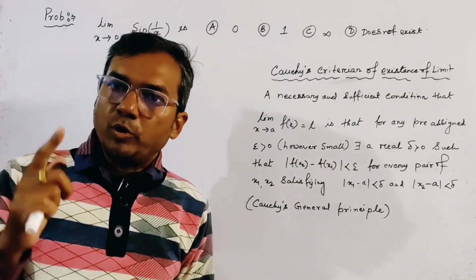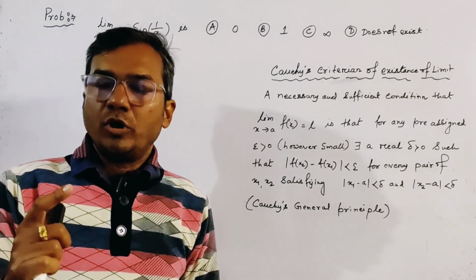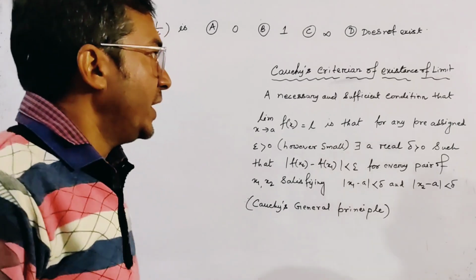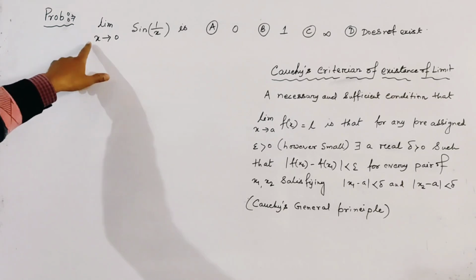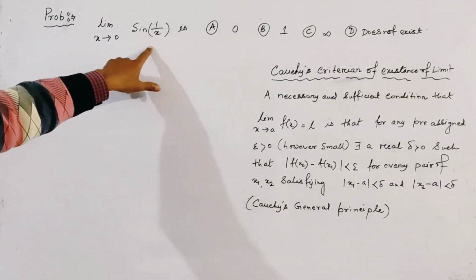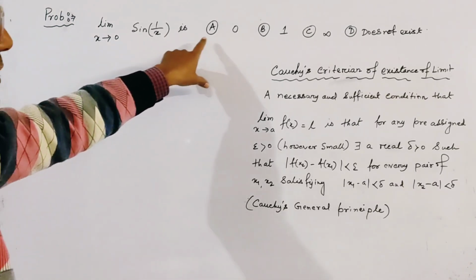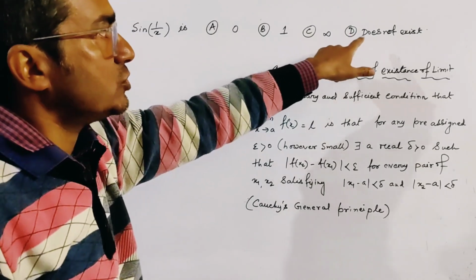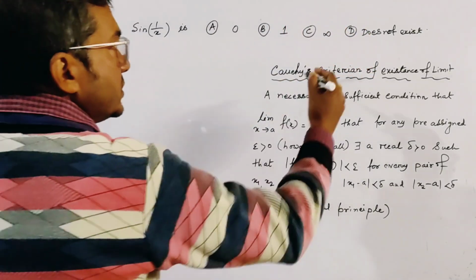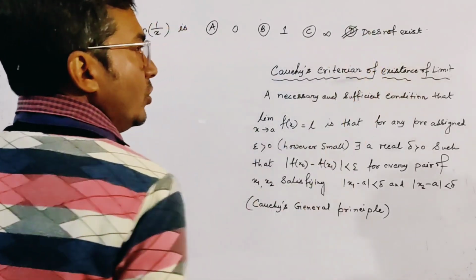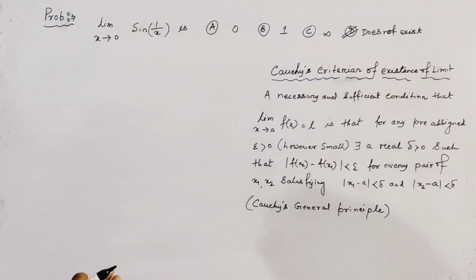This is a very conceptual problem from the limit of a function, and a very common problem in all competitive exams. Limit as x tends to 0 of sine of 1 by x, with four options: 0, 1, infinity, does not exist. The answer is that this does not exist. D is the correct answer.